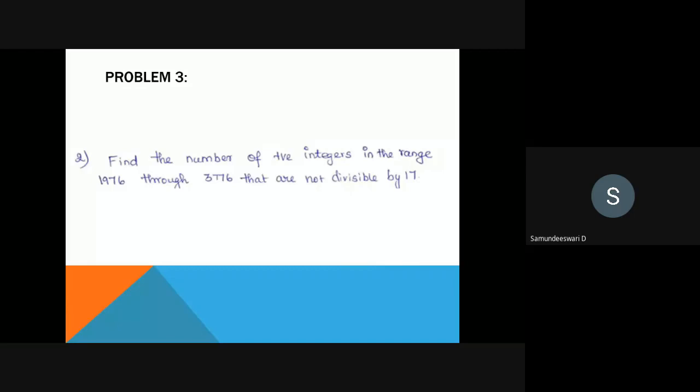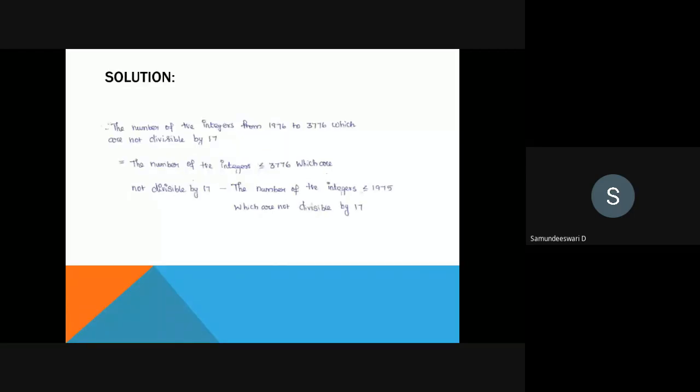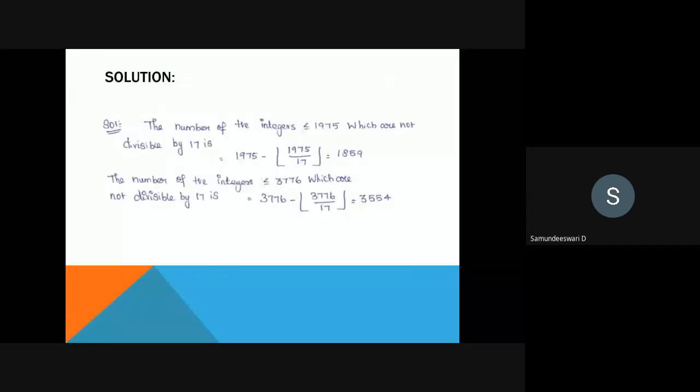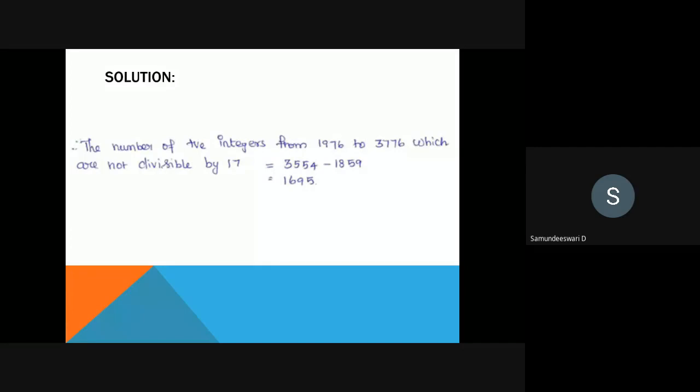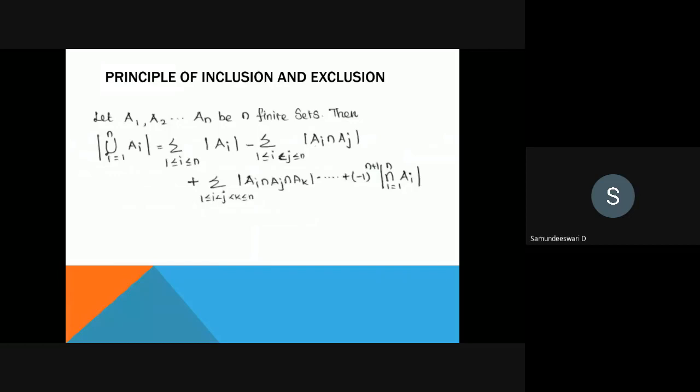So first you have to find the range. How do you find the range? The number of integers less than or equal to 3776 minus the number of integers less than or equal to 1975. Then only we get the range. The remaining things you already know. Then I will give the homework. Yesterday we did only one problem, that is okay.